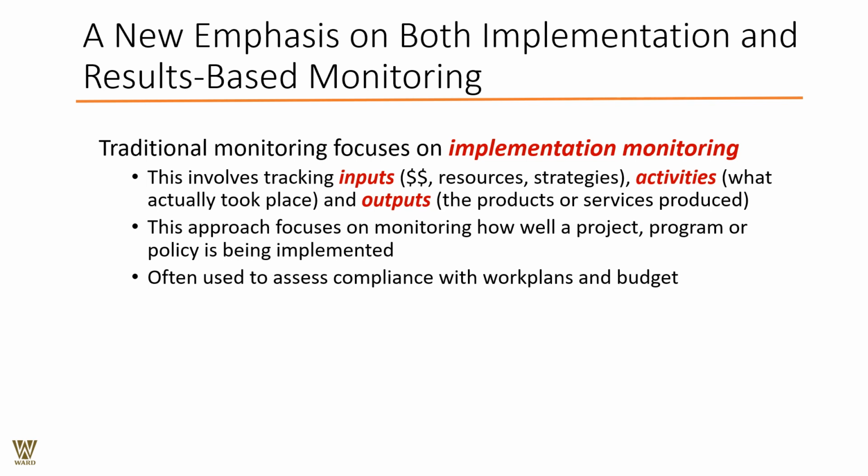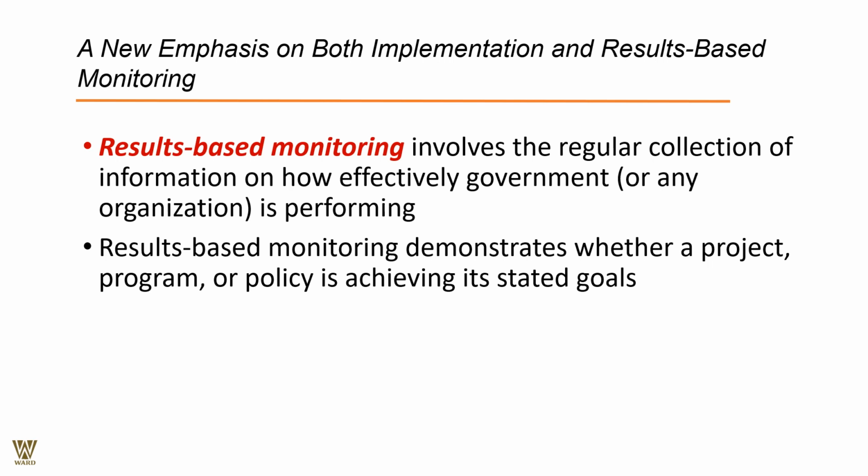This approach focuses on monitoring how well a project, program, or policy has been implemented, often used to assess compliance with work plans and budget plans. Result-based monitoring, on the other hand, is unlike the traditional method. It incorporates everything about traditional monitoring, but how effective it becomes is what we are looking at: how effective it is going to be, how efficient it is, what the efficacy of the project is. That is the requirement per se.